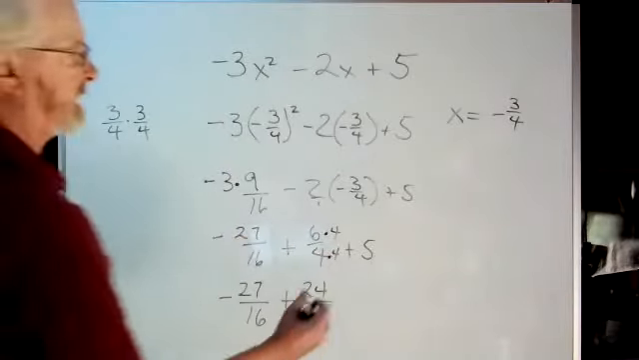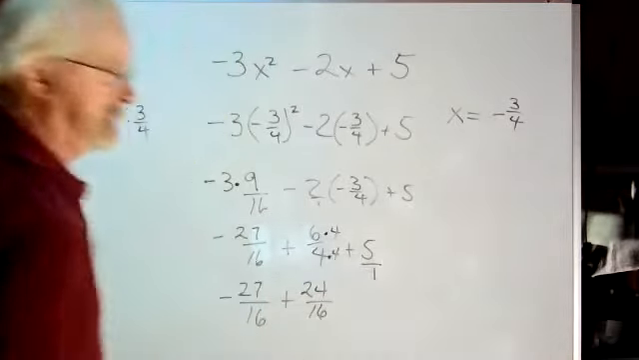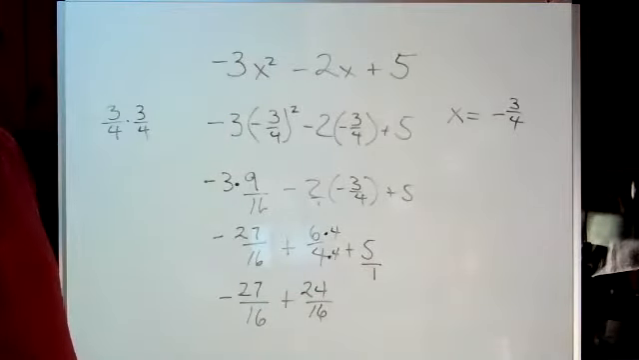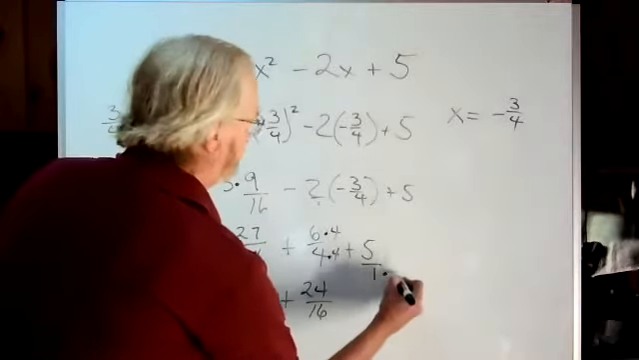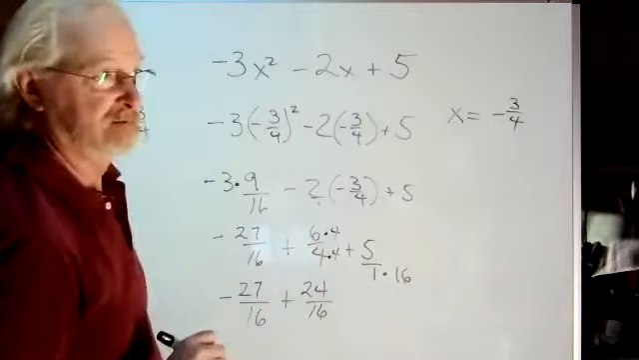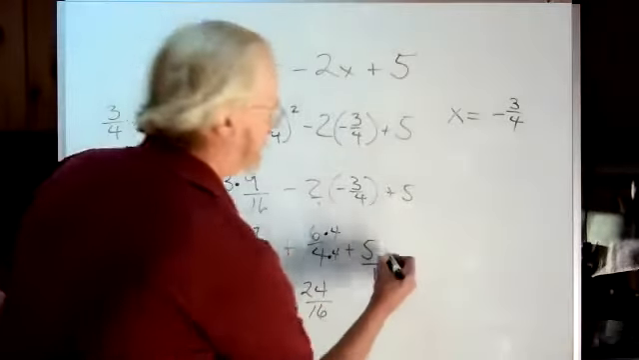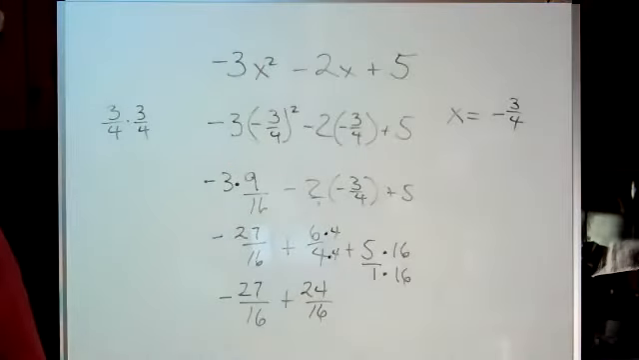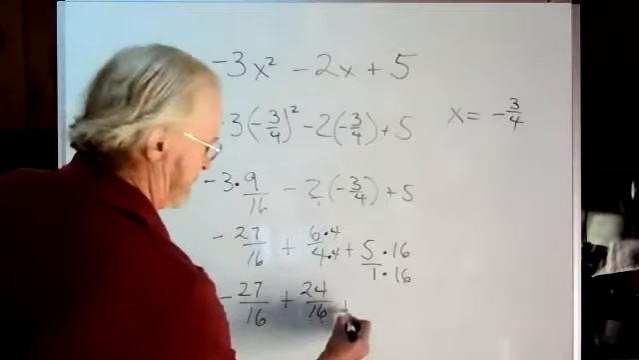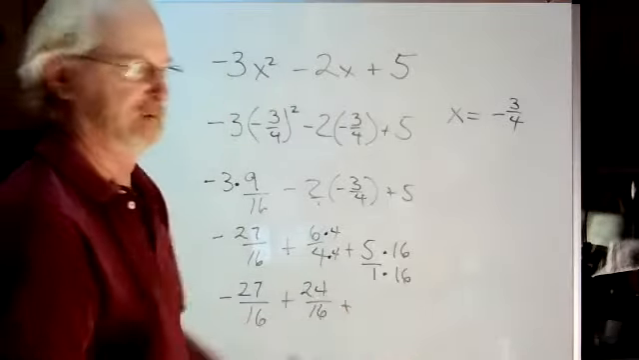Now that's a 5, an integer, whole number. But think of it like a fraction over 1. I still have to make it 16 on the bottom. So to do that, I'm going to multiply the bottom, the denominator, by 16. I have to multiply the top by 16, again, to make it an equivalent fraction. Just made them all bigger by the same multiple. All right, plus 5 times 16, 80.